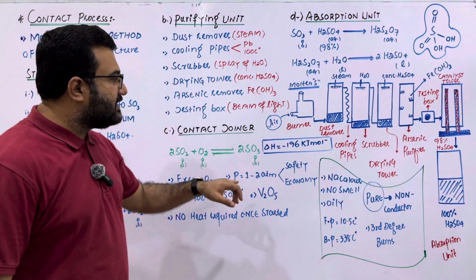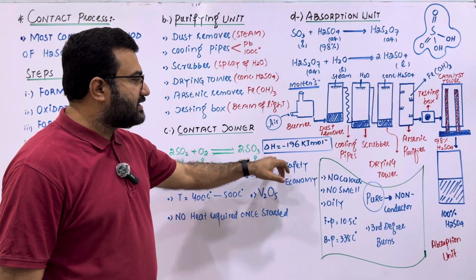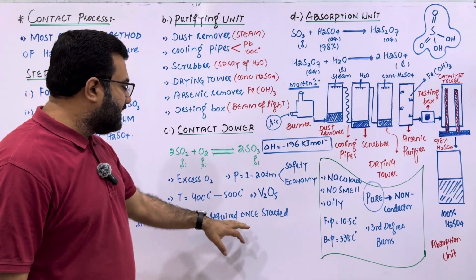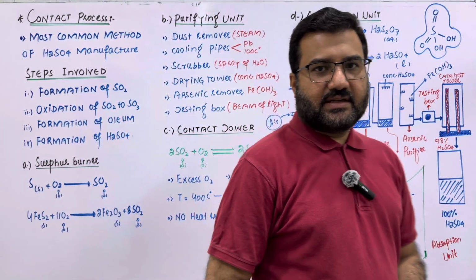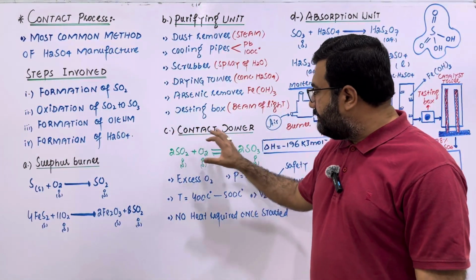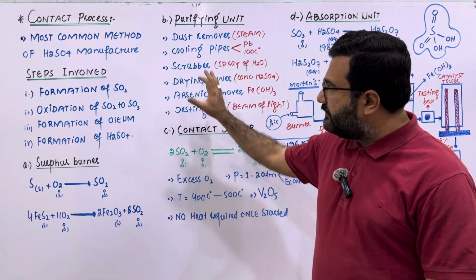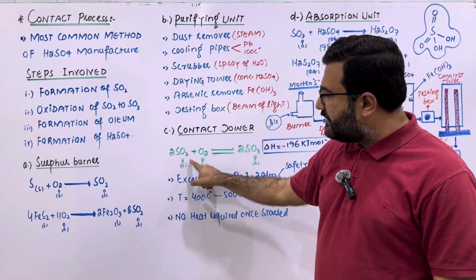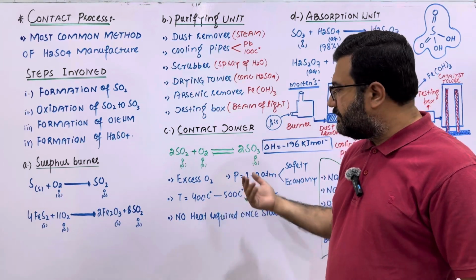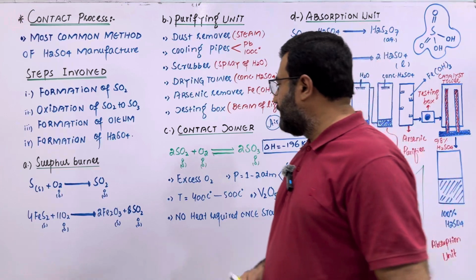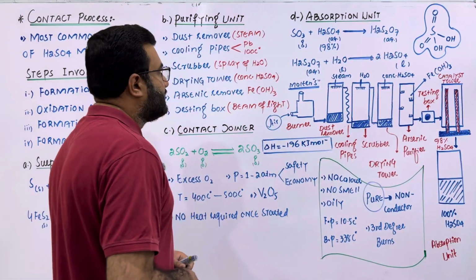And my dear students, as it is an exothermic process, the heat is released, and once the reaction is started, no more heat is required to keep the process going. So this is the main step of the contact process, in which SO2 is changed to SO3, and Le Chatelier principle helps us to get the optimum yield or maximum yield of the sulfur trioxide.